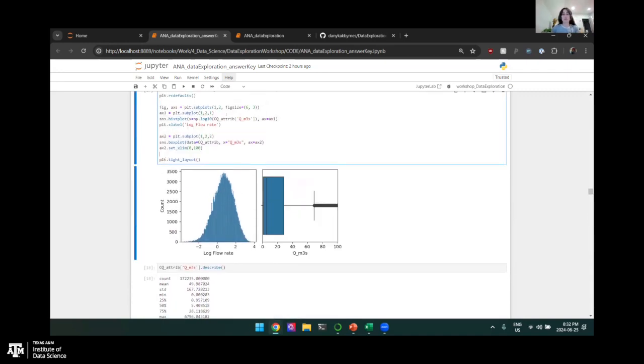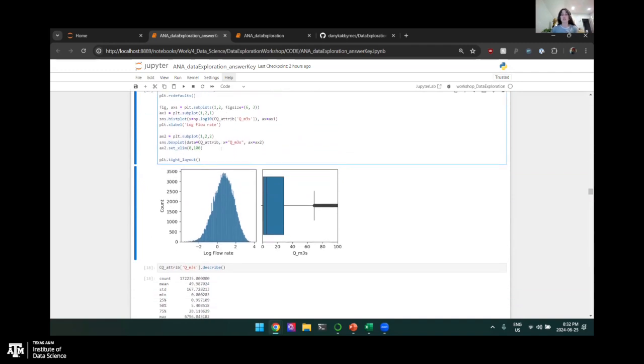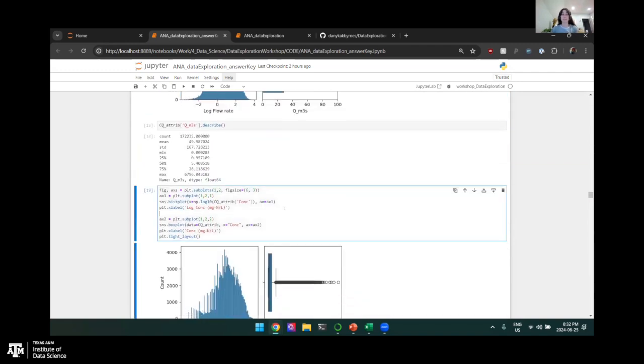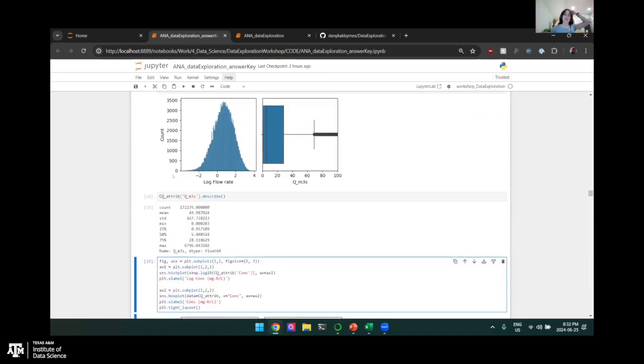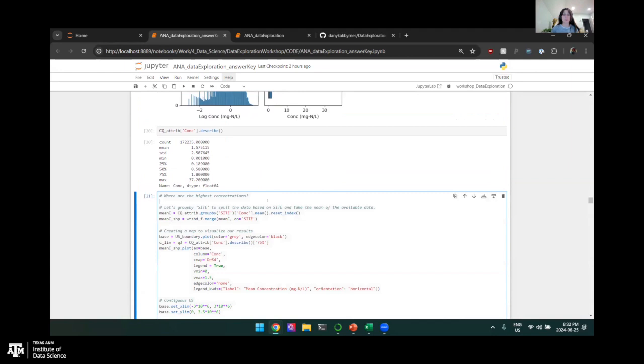Again, moving on, let's look at flow and concentrations, understanding the distributions of that data. We see that for flow, I transformed it into log flow rate, because log flow rates are often log normal. Concentrations as well. So again, just looking at how those are distributed.